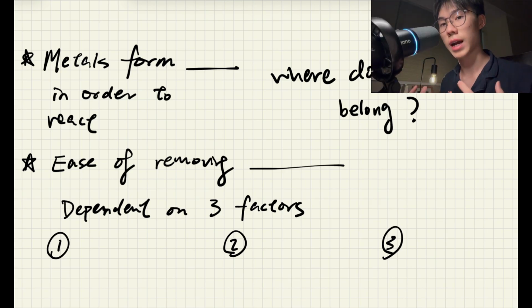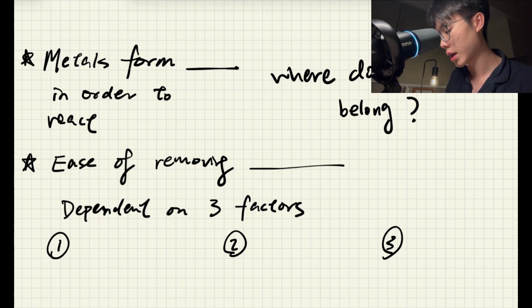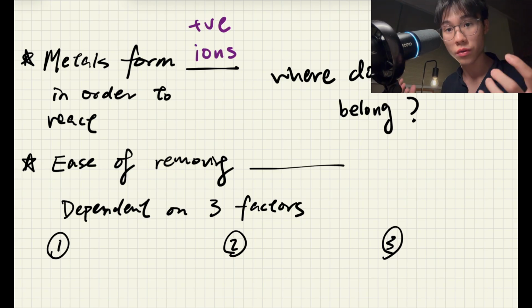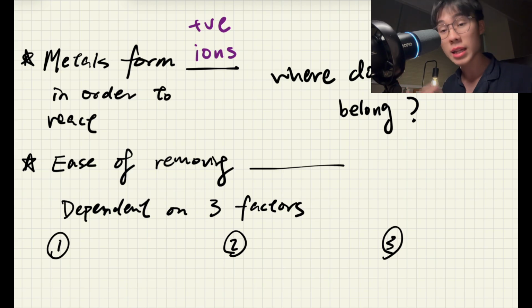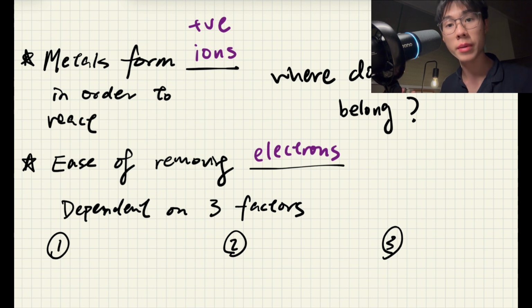As metals react, in order to become stable, they need to form a full electron outer shell. Metals usually have 1, 2, or 3 extra electrons in their outer shell. They need to lose all of those in order to gain a full outer shell of electrons. And so metals form positive ions. They need to remove electrons, and the ease of removing electrons depends on 3 major factors.